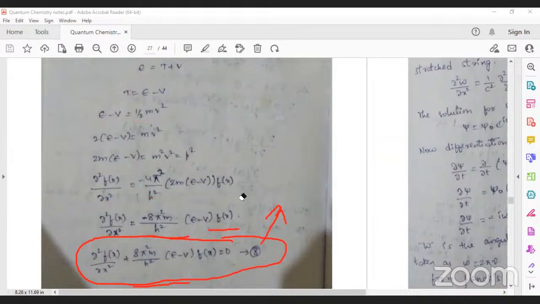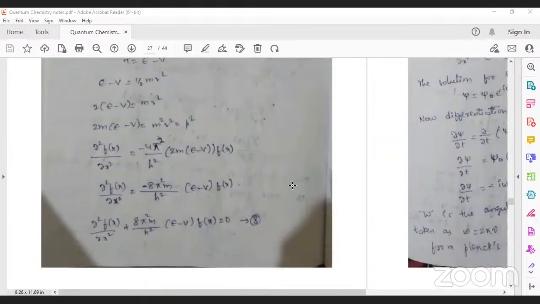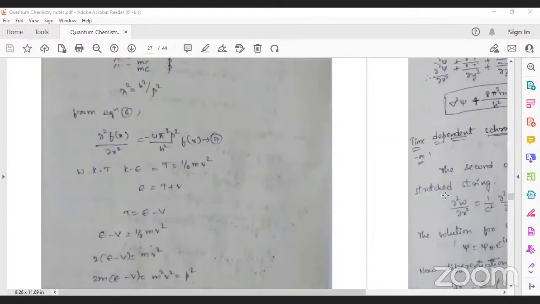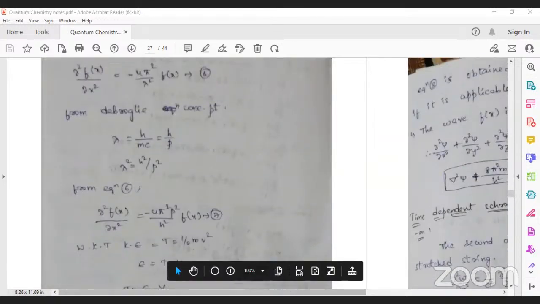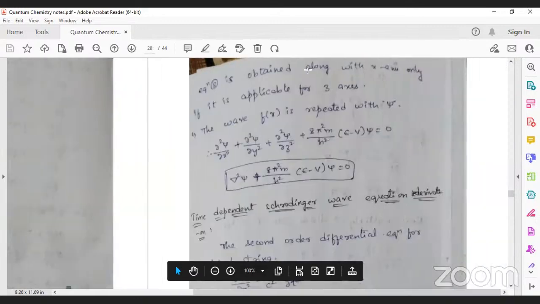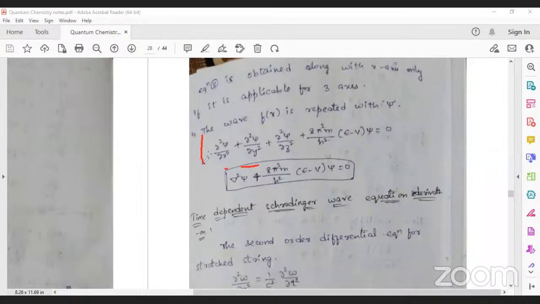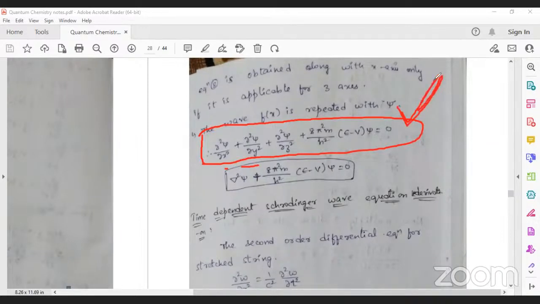in terms of the x-axis only. If it is applicable for a three-dimensional system, we can write the Schrodinger wave equation as dou square psi by dou x square plus dou square psi by dou y square plus dou square psi by dou z square plus 8 pi square m by h square into E minus V into psi is equal to 0. This is the Schrodinger time independent wave equation, right?